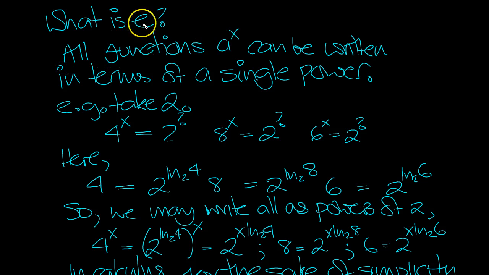So first of all, we ought to say a little bit about what e is. Basically, the observation in this section is that all functions of a to a power of x can be written in terms of a single power. So you could write anything like 4 to the x, or 8 to the x, or 6 to the x as 2 to a power. We're going to claim that 4 equals 2 to the log 2 of 4, 8 is 2 to the log 2 of 8, and 6 is 2 to the log 2 of 6.